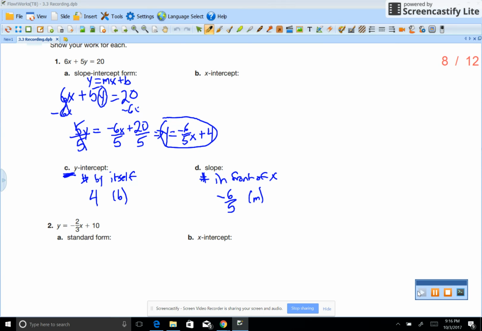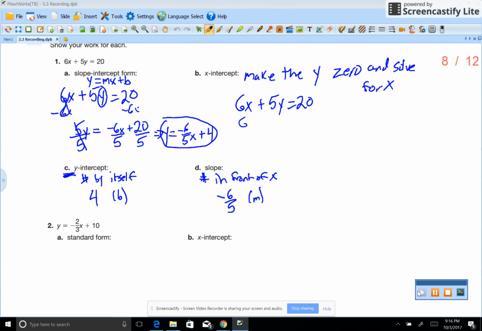Now, find the x-intercept. We have to make y 0. We want to make the y equal to 0. You can do this pretty easily either way, but probably the simplest one would be in standard form. So make the y 0 and solve for x. We probably want to use standard form to find the x-intercept if we have it available to us. So we do have standard form. That's 6x plus 5y equals 20.